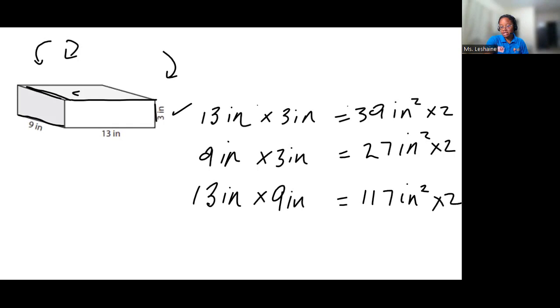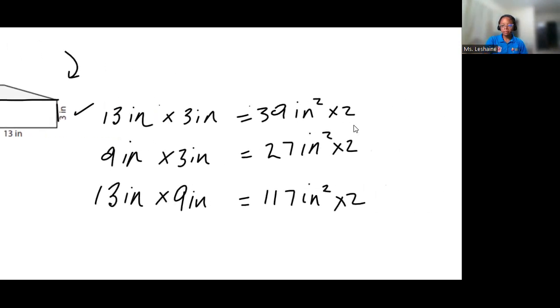Why am I doubling that? Because I have the area of the top, there is also a matching face at the bottom. So even though we are only seeing the top portion, the bottom portion has a face as well that is also 117 inches squared. And then from here, we just have to punch this on our calculator. So let's go. 39 multiplied by 2 is equal to 78 inches squared. 27 multiplied by 2 is equal to 54 inches squared.